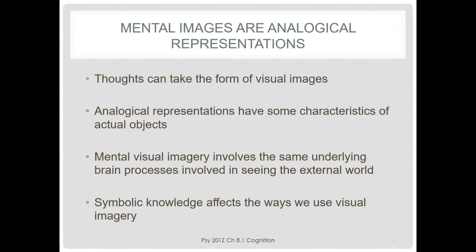So analogical representations have some characteristics of actual objects. Mental visual imagery, and I'll go through what all this means, involves the same underlying brain processes involved in seeing the external world, and symbolic knowledge affects the way we use visual imagery. In this lecture, we're looking a lot at visual imagery and how the mind uses and manipulates that information.